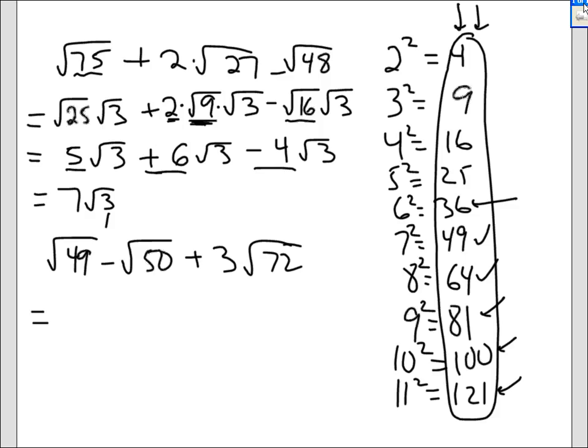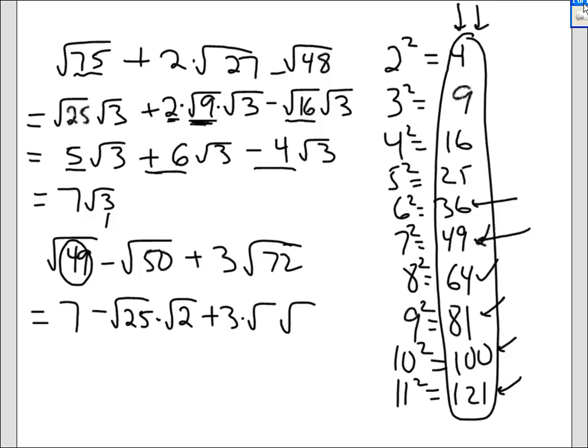But what does work is using the list to the right. The largest number on our list that goes into 49 is 49. That is, we know the square root of 49 is 7. 50, the largest number on our list that goes into 50 is 25. It goes in 2 times. Plus 3 times, like always, we try to break up the square root, unless we know the square root. Notice I didn't break up 49. Square root of 49 is just 7.